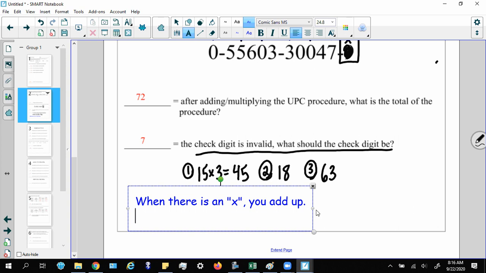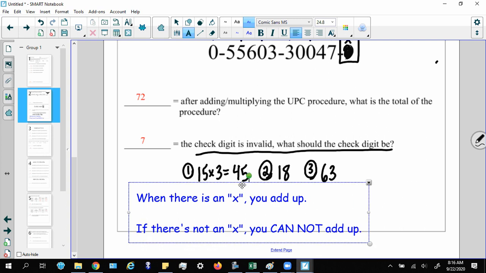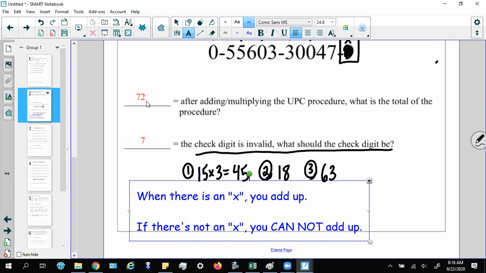Which means if there's not an X, you cannot add up. All right. So when there's an X, you add up. When there's not an X, you cannot add up. Like what we were messing with that 72, we couldn't add that up because there wasn't an X. But when there is an X, you can add up.